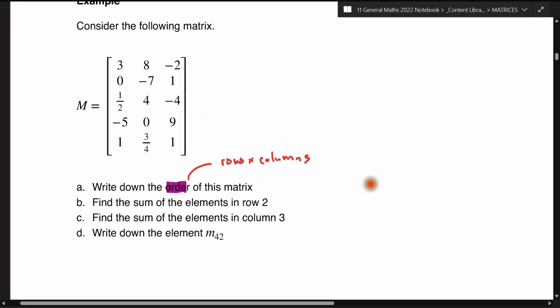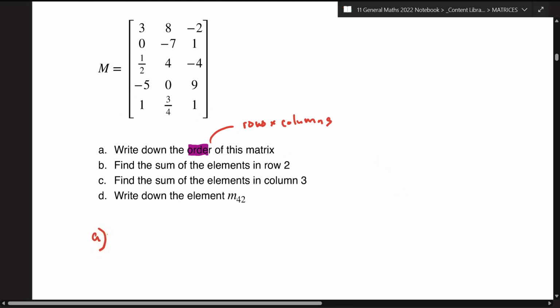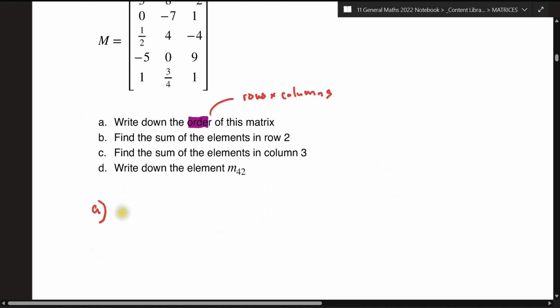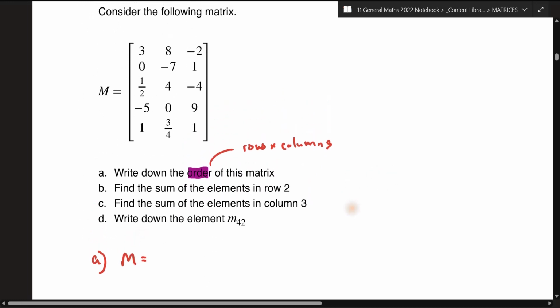In this case, for question A, the order of this matrix, you're going to write M equals, and tell me how many rows. Let's count: 1, 2, 3, 4, 5. So there's 5 rows by how many columns? 1, 2, 3. So the order is 5 by 3. You'll notice there are some numbers that are fractions. Just don't get confused with them. They're still numbers, in the same rows and columns as their respective elements.